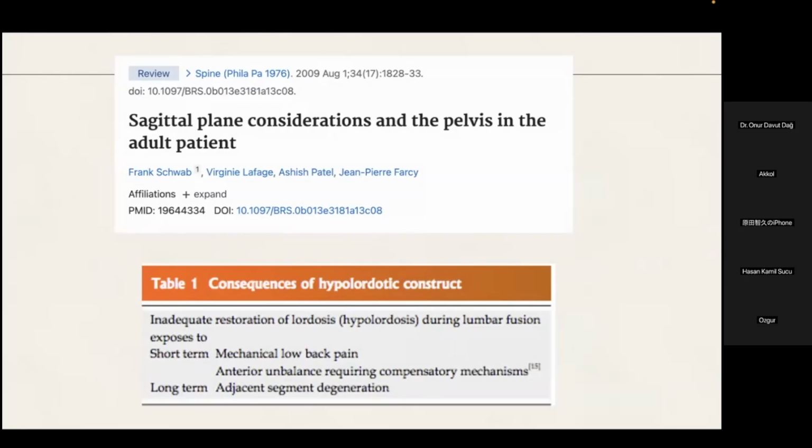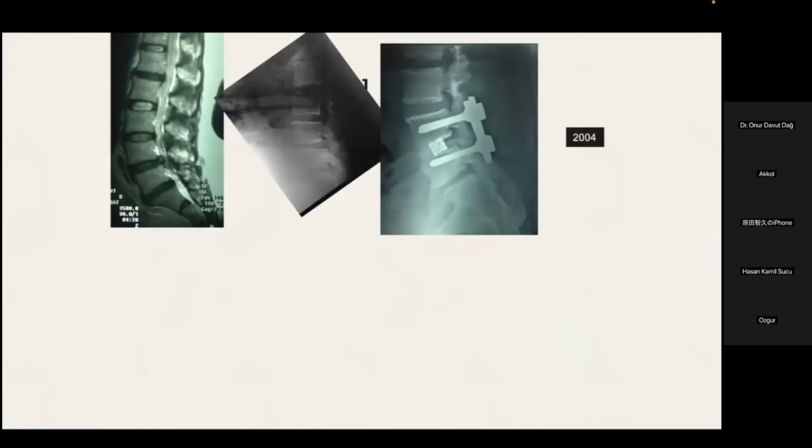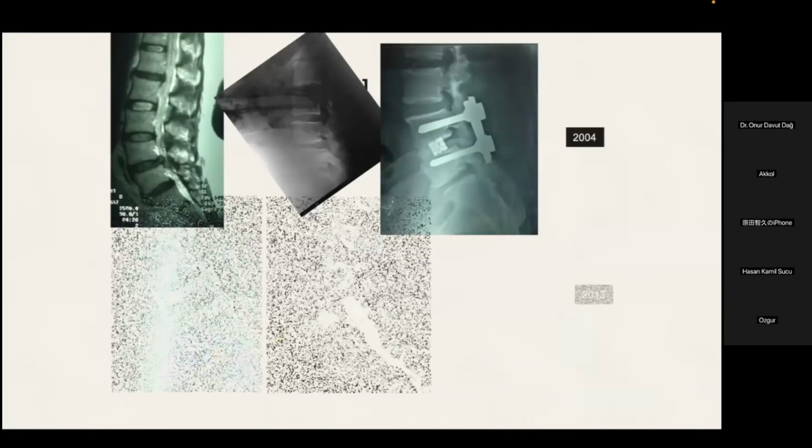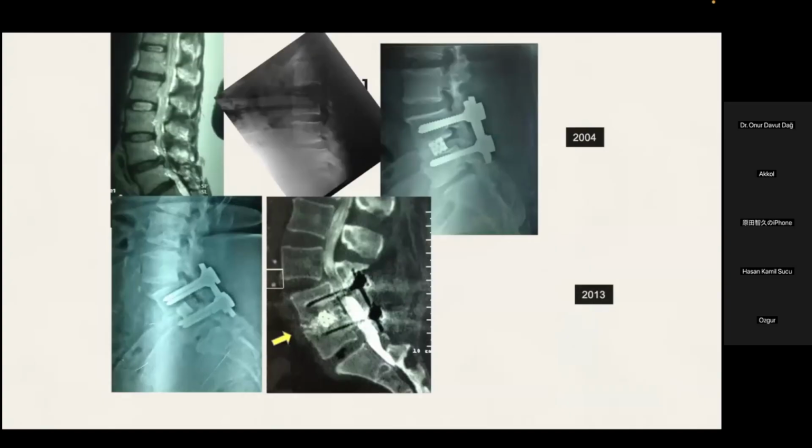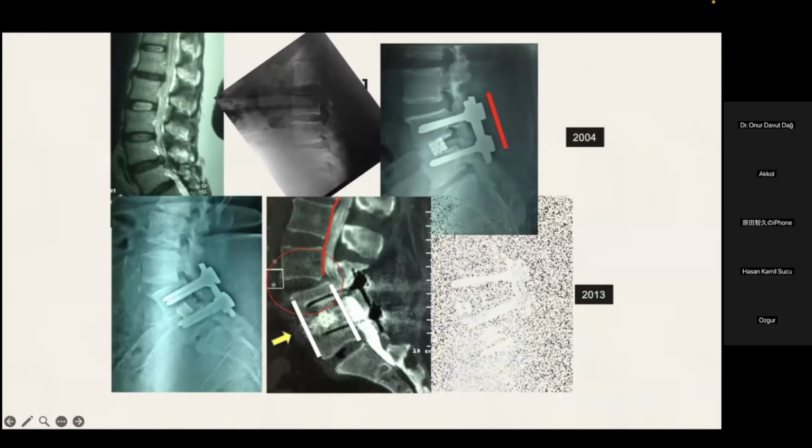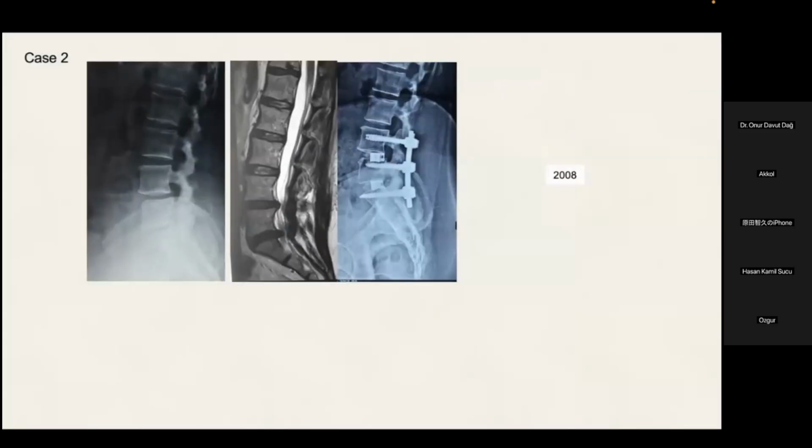And more so, if you don't achieve a good segmental lordosis, you are going to have this. So this is what in 2004 we did the TLIF, and in 2013 the patient came back. And why did the patient come back with an adjacent segment problem? That was definitely because we could not achieve a good amount of segmental lordosis. Once you don't have a good segmental lordosis, you are going to have a compensatory upper level degeneration and a problem. And this is what we had to revise.